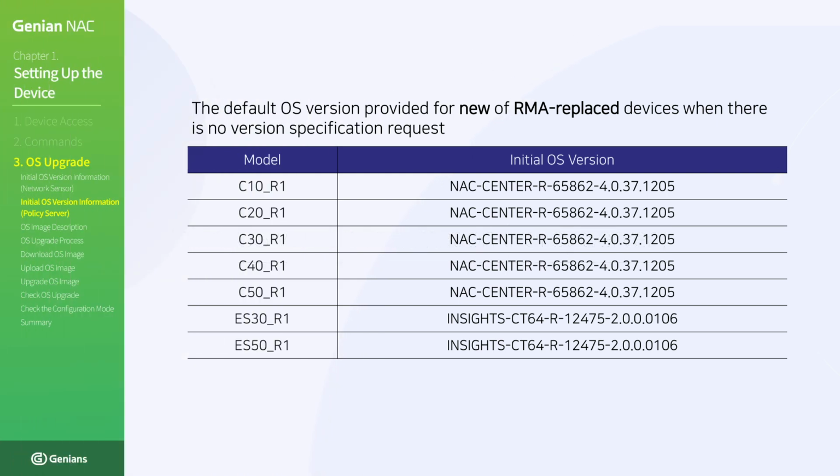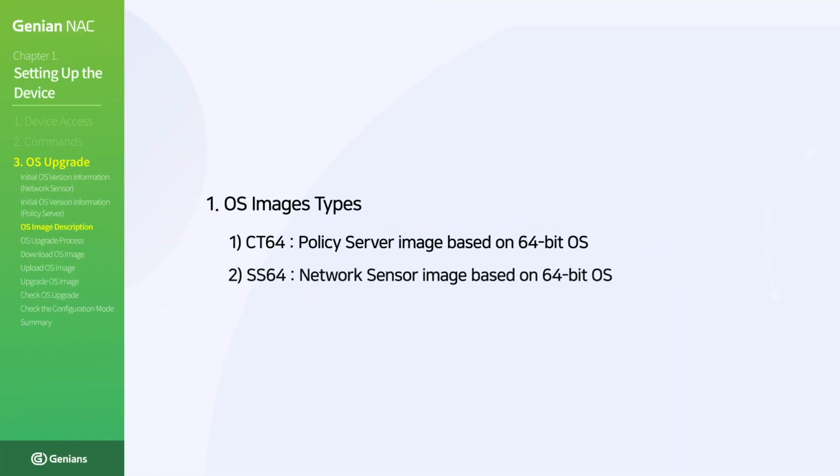This is the image version information for the policy server when the device is initially shipped. As with the network sensor, you must perform an upgrade to apply the NAC 5.0 version at the customer site. Before explaining the upgrade process, let me introduce the types of image files and their naming structure. First, the image files for NAC products are provided separately for policy server and network sensor. The policy server is referred to as CT64. The network sensor is referred to as SS64.